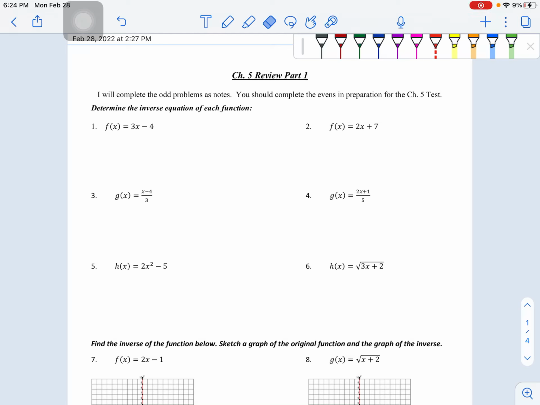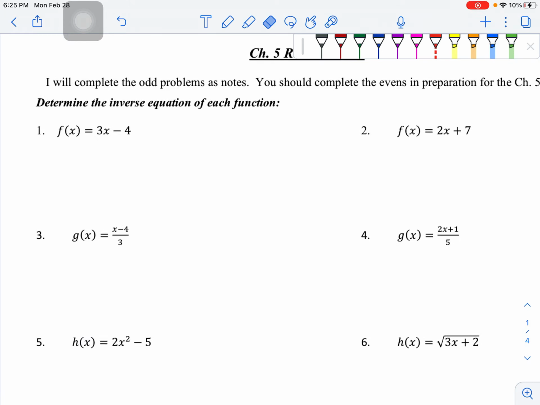Okay, I'll be working on the Chapter 5 review part 1. I'm going to do all of the odd problems. You should practice the even ones. 1, 3, and 5 are asking you to find the inverse of each function.